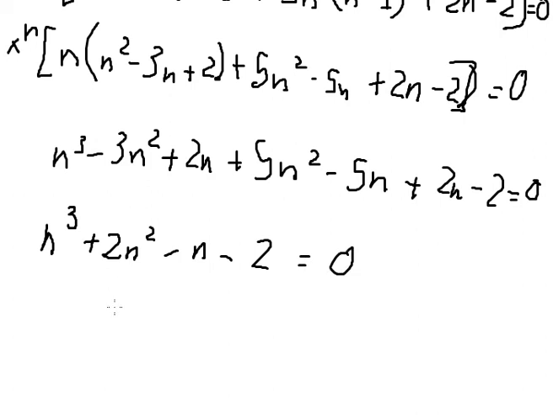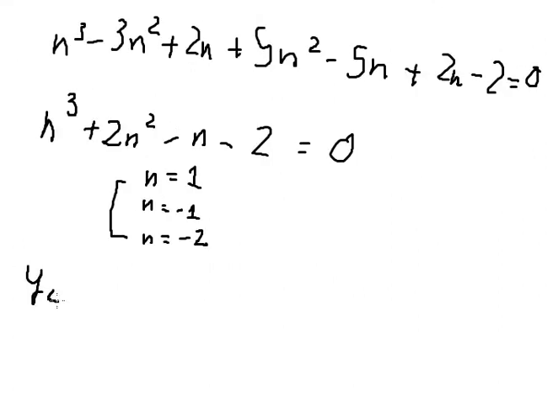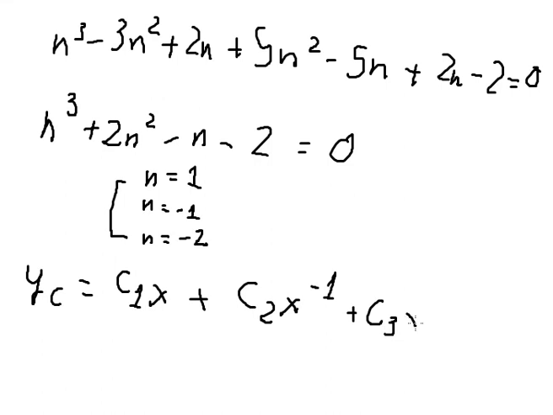So we find the solution of this one in here. So we have n equals 1, n equals negative 1, and n equals negative 2. So we have y_c in here. So we have c1 s to the power of 1, so we have s, c2 s to the power of negative 1 we put in here, and c3, that's s to the power of negative 2.